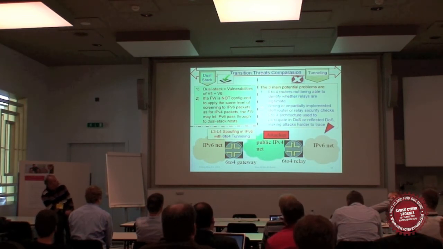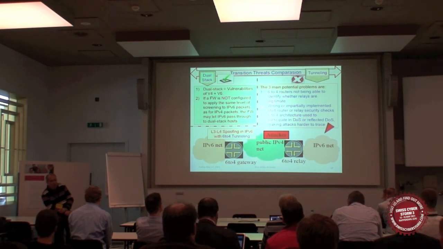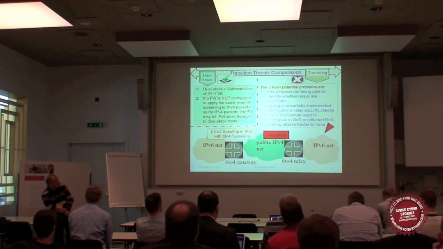For the tunneling, the three main potential problems are: 6-to-4 routers are not able to identify whether relays are legitimate. They can just bypass it blindly. They do not know whether this is legitimate or not. Wrong or partially implemented 6-to-4 router or relay security checks. And the 6-to-4 architecture can be used to participate in denial of service or reflected denial of service.